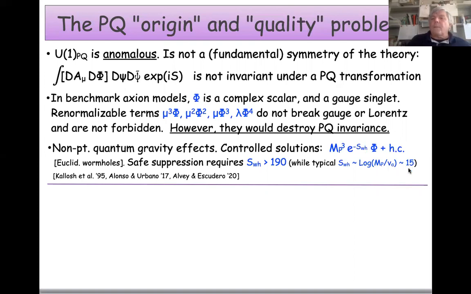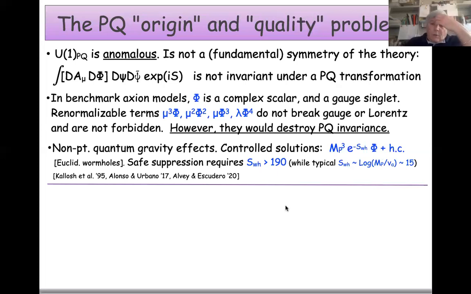Its value is order 15. And to get rid of this term, or to keep this term under control, we would need a configuration with an action around 200. So we are far from that. This means that this is a real problem.